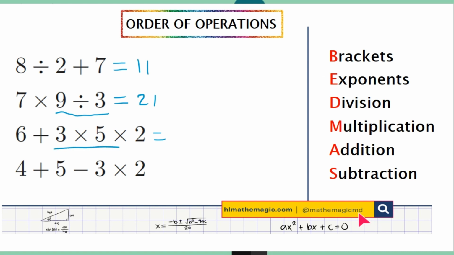And this whole block here needs to happen together. So we'll do perhaps 5 times 2, which is 10. 10 times 3 is 30. So we end up with 6 plus 30. And 6 plus 30 is just going to be 36. And on to question 4.